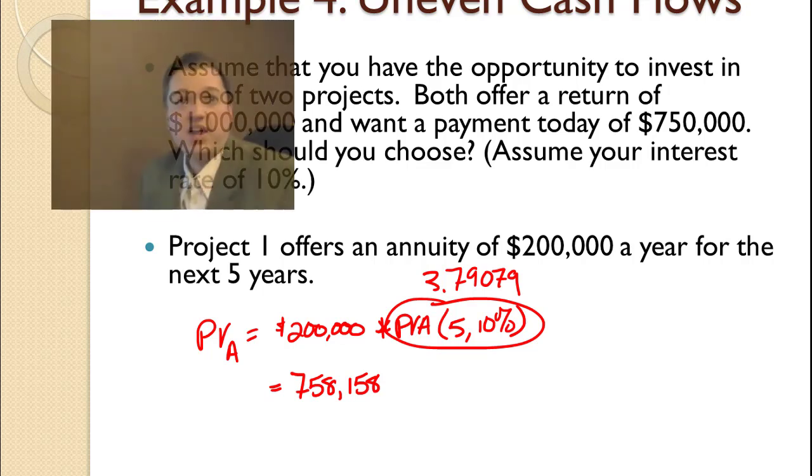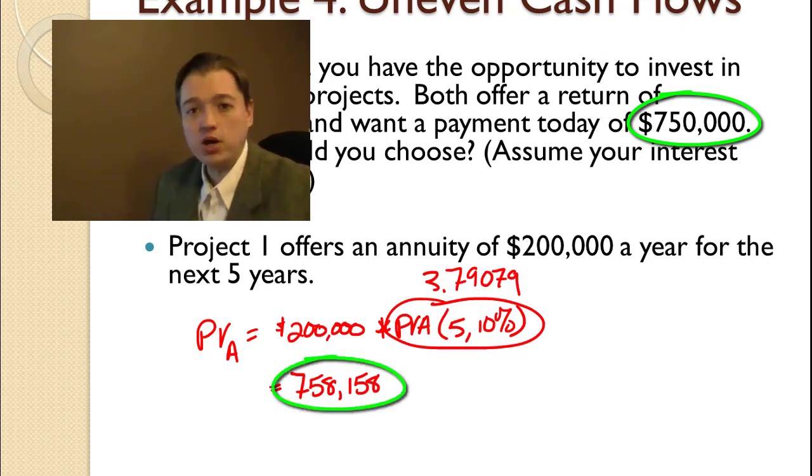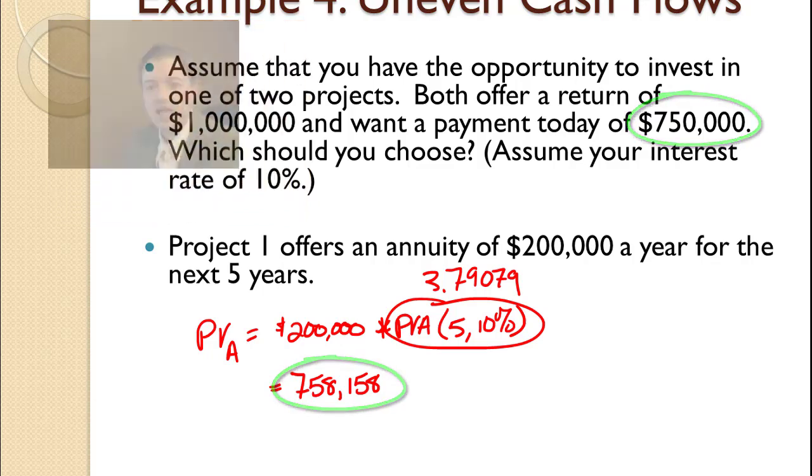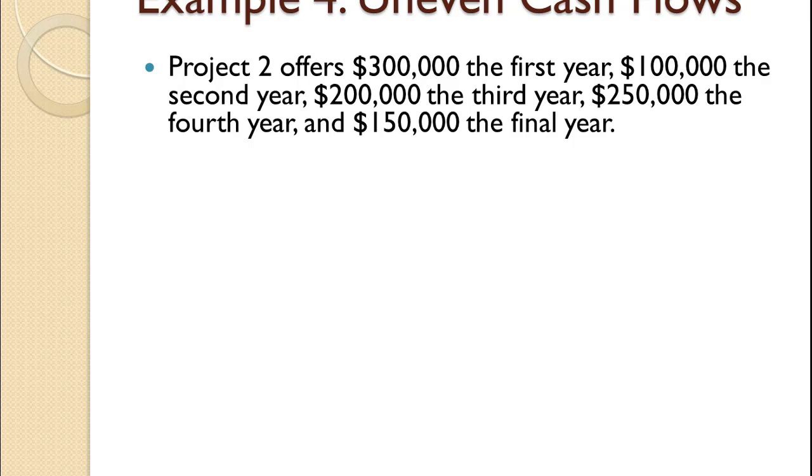It is. If I can pay $750,000 and get this investment that I think is worth $758,000, I should do it. That's a good deal. I'm going to make more than my normal 10%. But I have a second option that I'm thinking about investing in, and here it is. Project 2 would give us $300,000 in the first year, and then $100,000 in the second, and $200,000 in the third, an uneven set of cash flows.